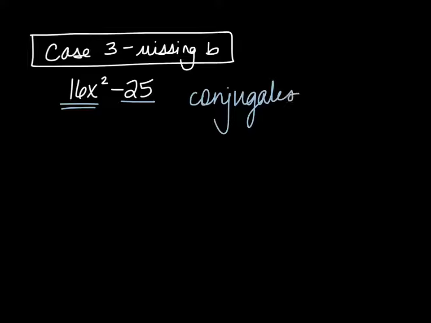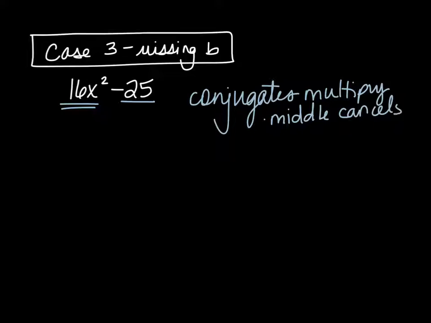Okay, and if you remember, conjugates, there were 2 things that were special about them. When they multiplied, the middle cancels. So we're going to remember this. Conjugates, when you multiply, we said 2 things. The middle cancels, and you always get subtraction. All right, so because the middle is missing here, and because I have a subtraction sign, I know that to factor this, it must have been conjugates to begin with.